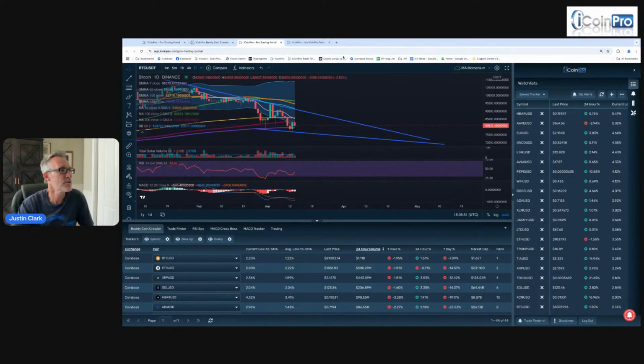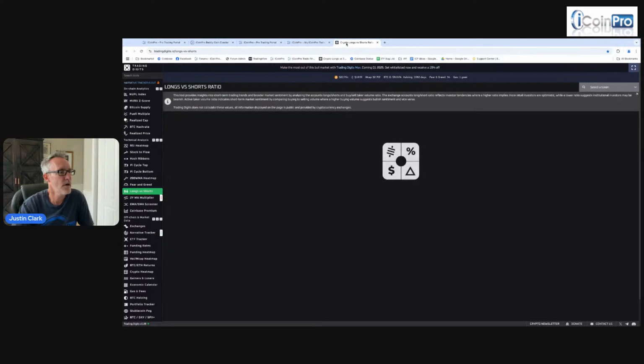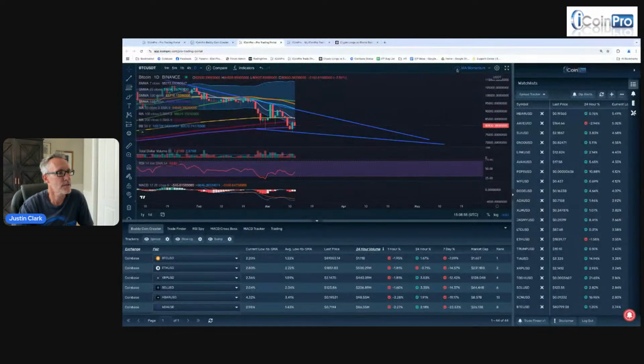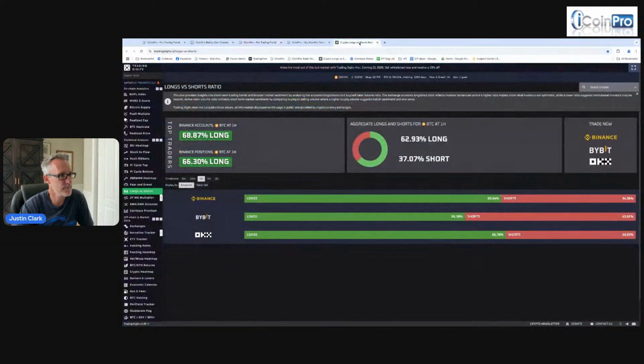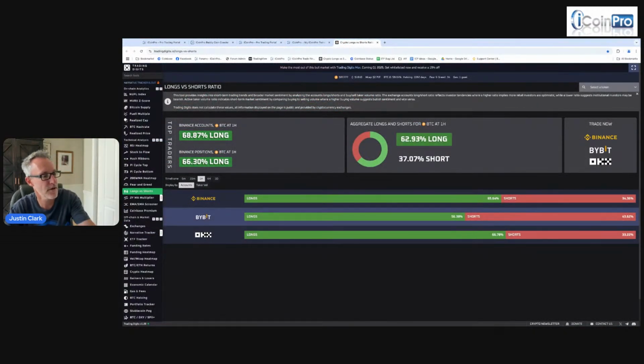Let's look at the longs and shorts. Longs are, I want to make sure I save that. Make sure anytime you do your markings on a chart, you save them to the cloud so that they're there when you come back to the chart. All right. So longs and shorts here.